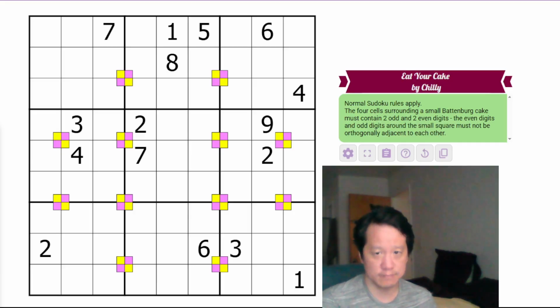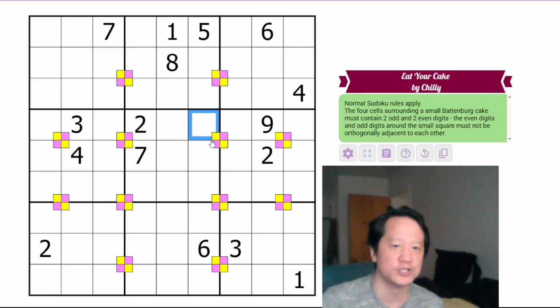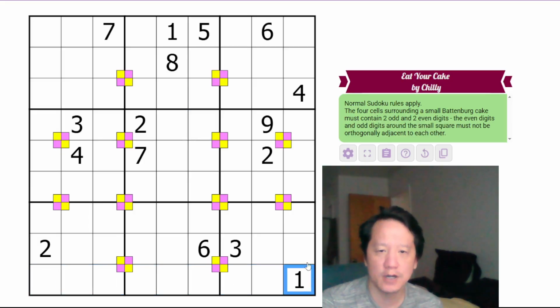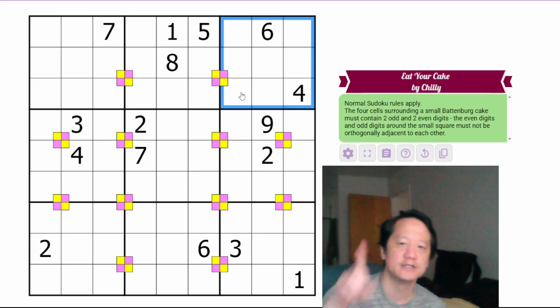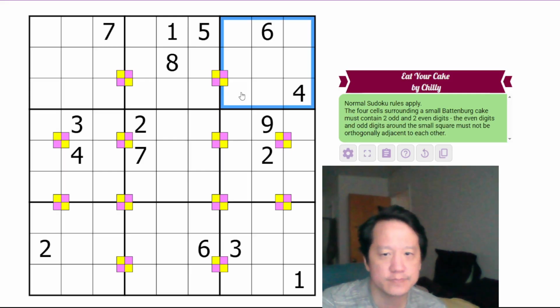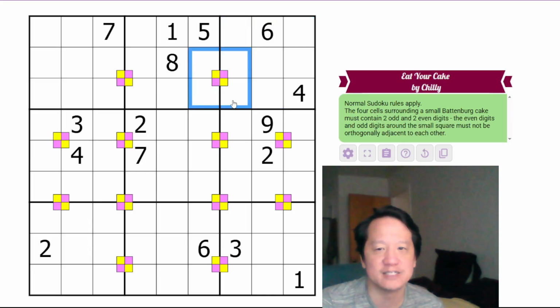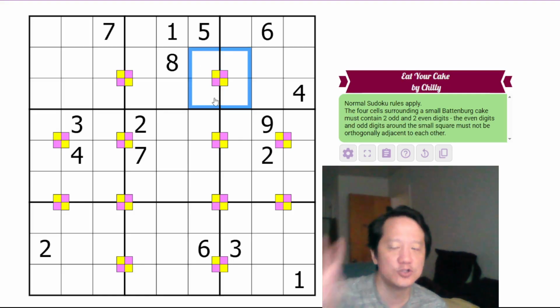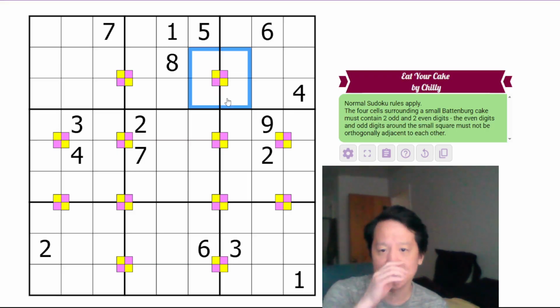Normal Sudoku rules apply, which means in every cell in the grid, place a single digit such that every row, column, and designated 9-cell region contains the digits 1 through 9 exactly once each. The 4 cells surrounding a small Battenberg cake must contain 2 odd and 2 even digits. The even digits and the odd digits around the small square must not be orthogonally adjacent to each other.